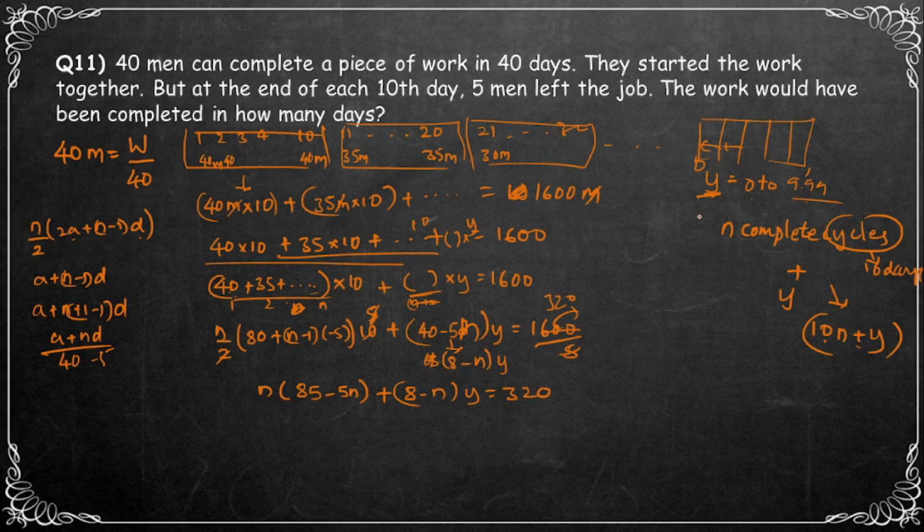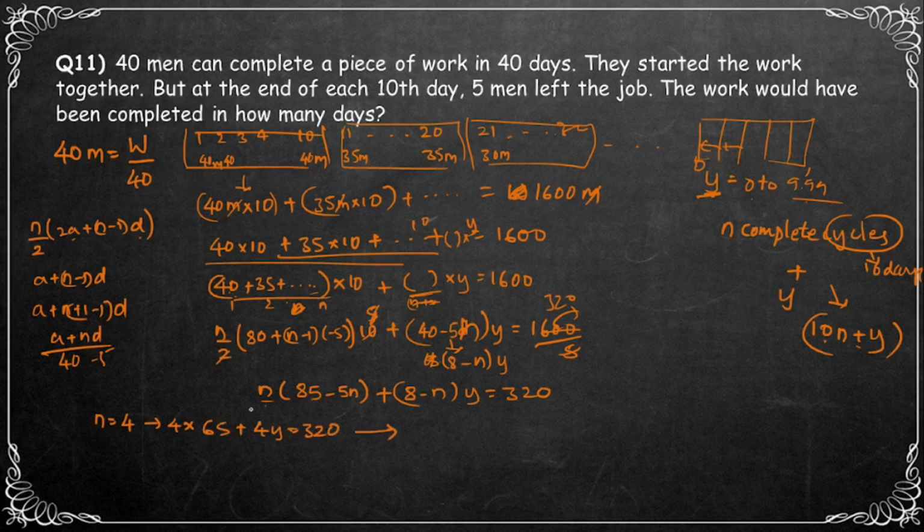So we know that it takes at least 40 days, correct? That means at least 4 complete cycles. So that means we can assume n is equal to 4 and try to find the value of y. If n is equal to 4, so 4 into 85 minus 20, which is 65, plus 4y is equal to 320.